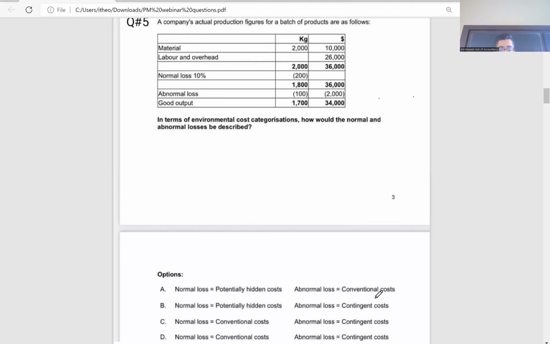So all these three options say abnormal loss is contingent cost. Remove that. Contingent cost is only cleanup or future costs. This makes the correct answer A. Normal loss is a hidden cost. Okay, it is not visible, like water boiling loss, it's a hidden cost. And abnormal loss is conventional cost.